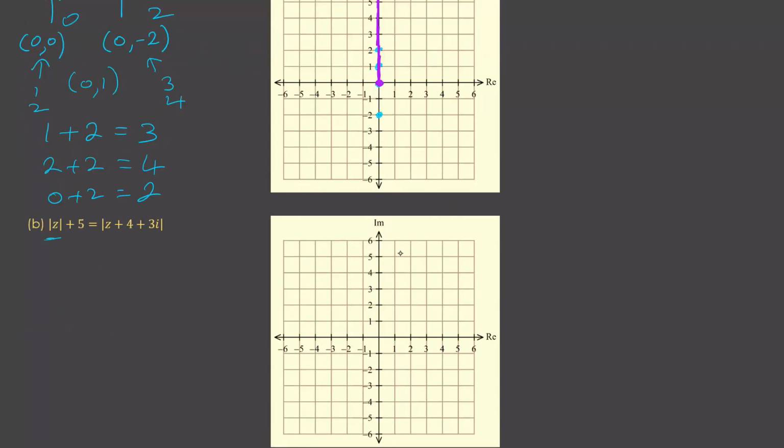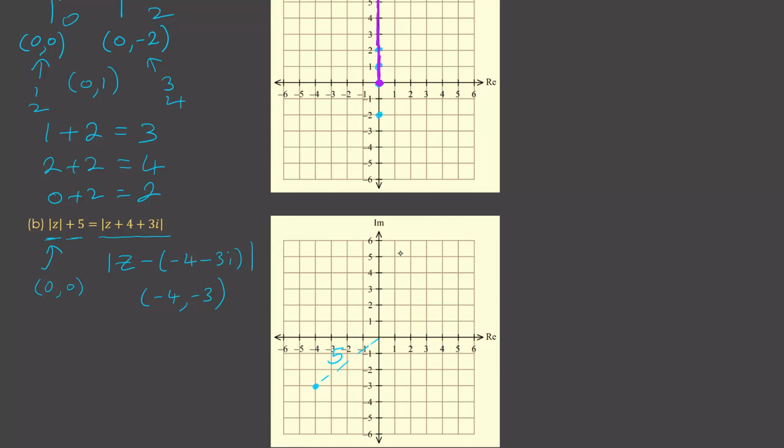So now let's look at mod z plus 5 is equal to mod z plus 4 plus 3i. And I like to write the second one as this. And then we can see that we're talking about the distance from the point negative 4, negative 3. Mod z, of course, is the distance from 0, 0. Negative 4, negative 3 is just here. And it should be clear that the distance to the origin is 5 units.